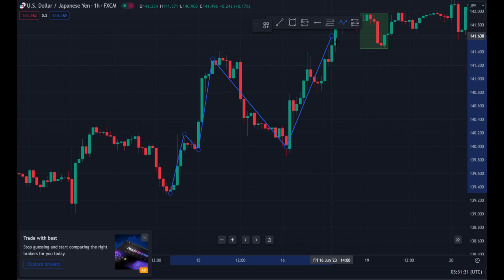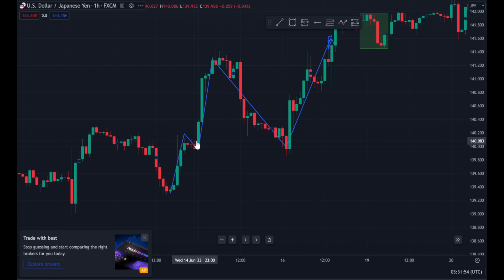Okay, in simple terms, this is always our zone made by this candle, which is called the bullish engulfing bar.